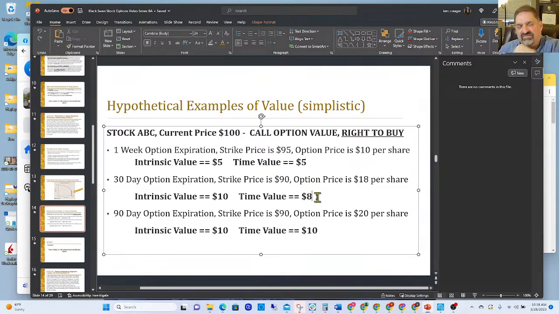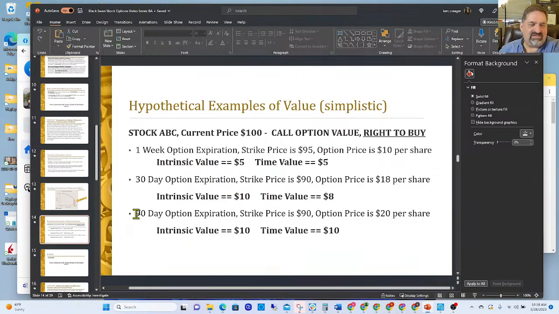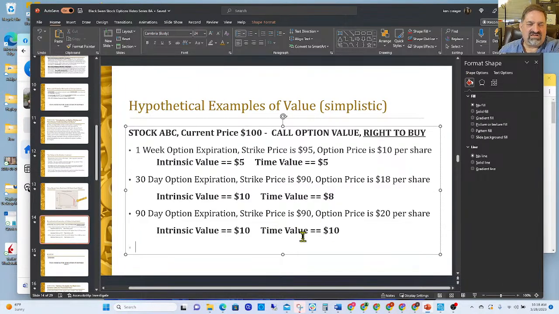the further and further you get out, the flatter the curve, right? Back to this little chart here. It gets flatter and flatter. So the value keeps going up, but not as quickly. And then if you go 90 days out, you go another 60 days, maybe you only get another $2 of time value. We still have the intrinsic value.